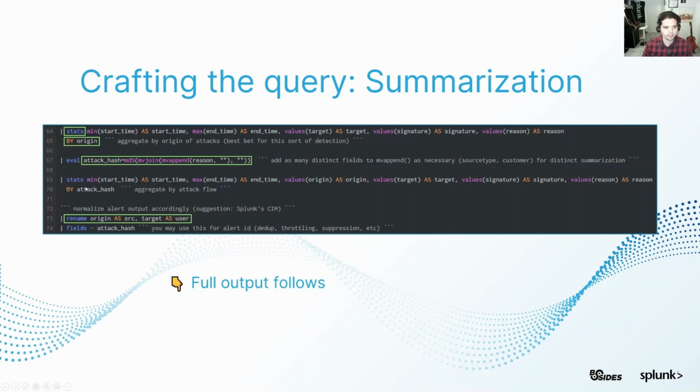After that, I do another stats, and in this case, I aggregate by the attack hash. And finally, I just rename the origin and the target fields into the original ones, which are source and user. Here I'm suggesting you can do some sort of alert normalization, where you have a consistent way of outputting the alerts to any other workflow that you are going to leverage afterward, for example in your SOAR or in your case management system, right?